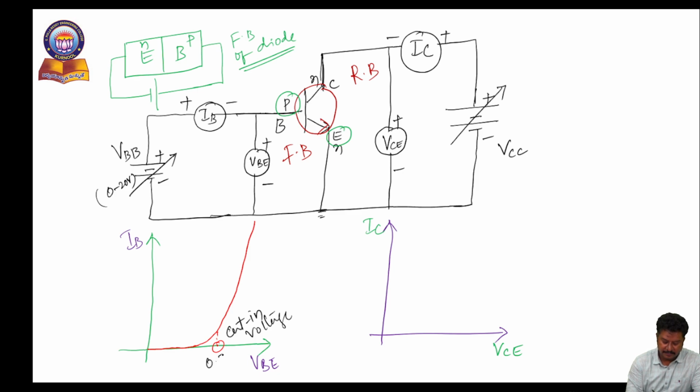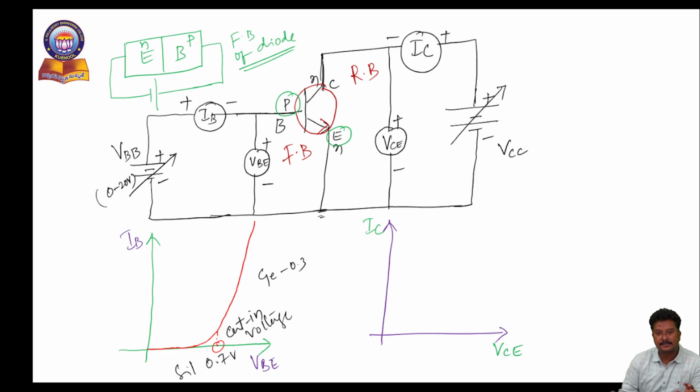This is very crucial. For silicon, it will be 0.7. For germanium, it is 0.3. For silicon, it is 0.7. For germanium, it is 0.3. These are the general diode characteristics what we are observing.